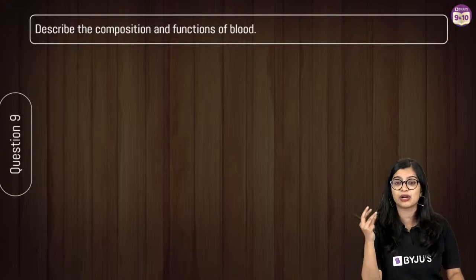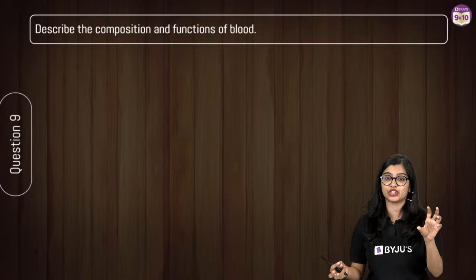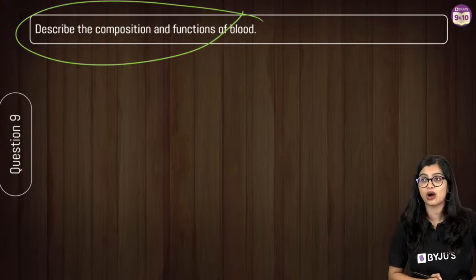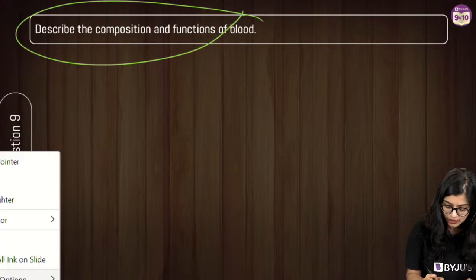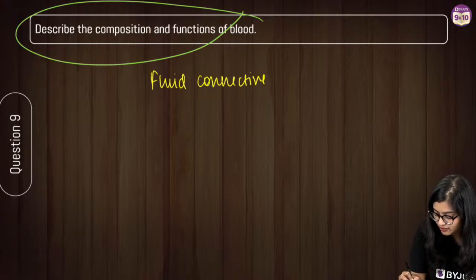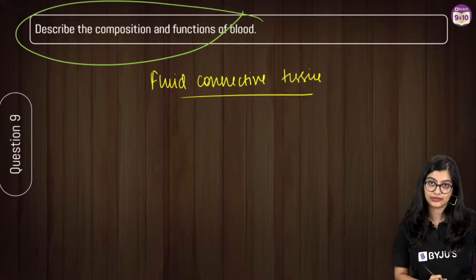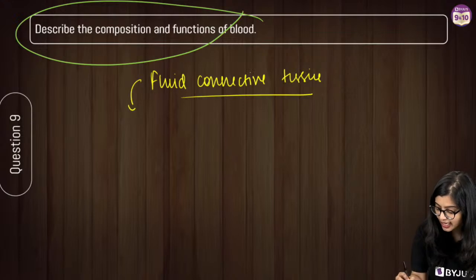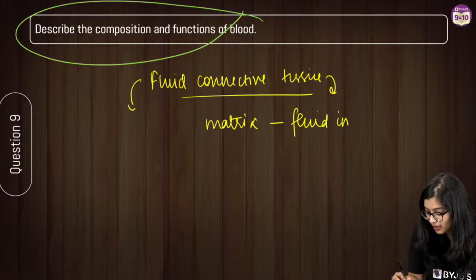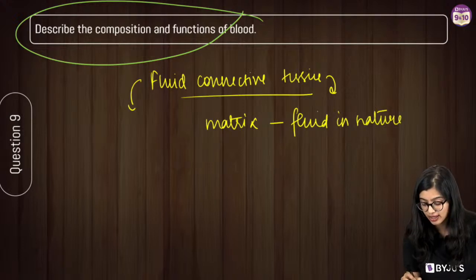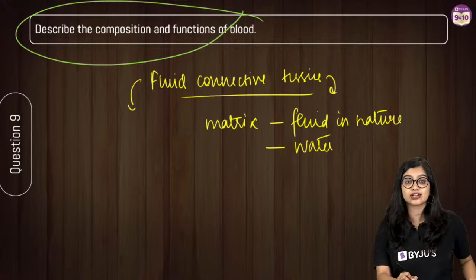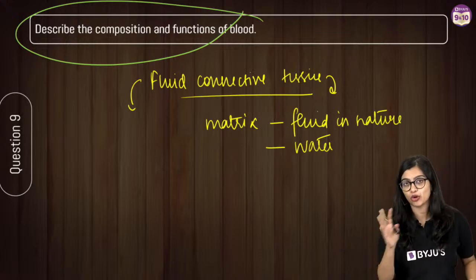I may not look at the chat, but I'm going to quickly explain the last topic left in connective tissue, and then we have nervous tissue. The last part is for us to understand fluid connective tissue. In fluid connective tissue, the matrix is fluid in nature. When I say the matrix is fluid in nature, that means this matrix has some amount of water content in it.